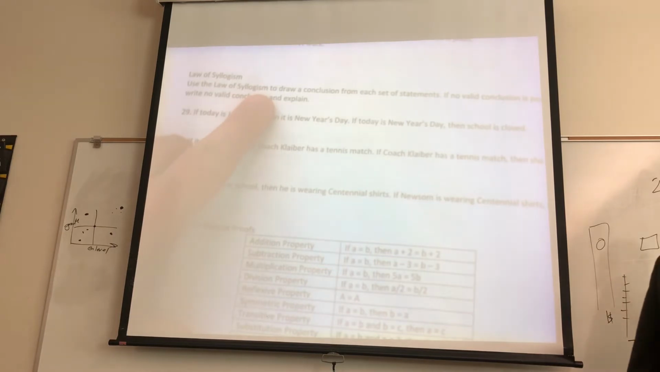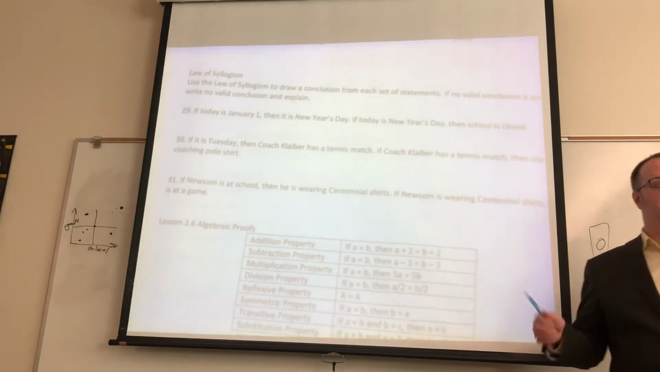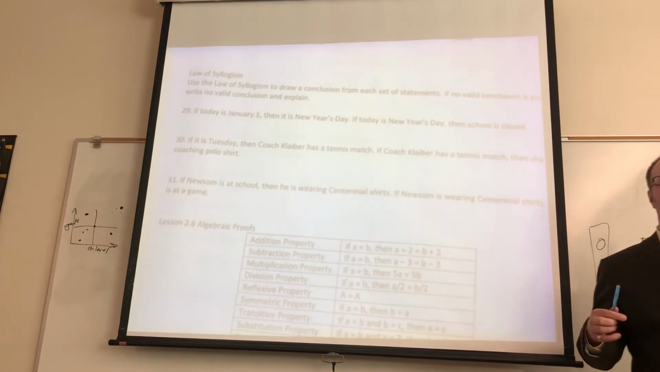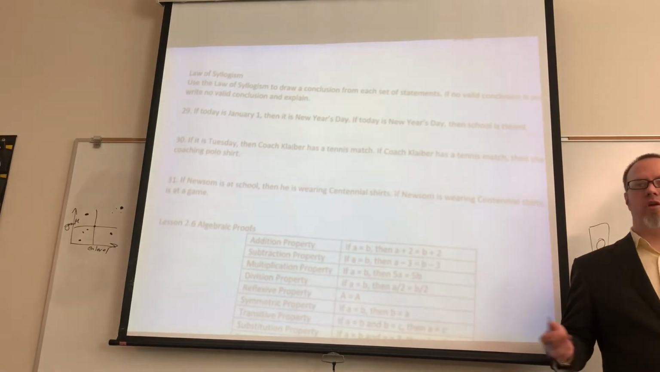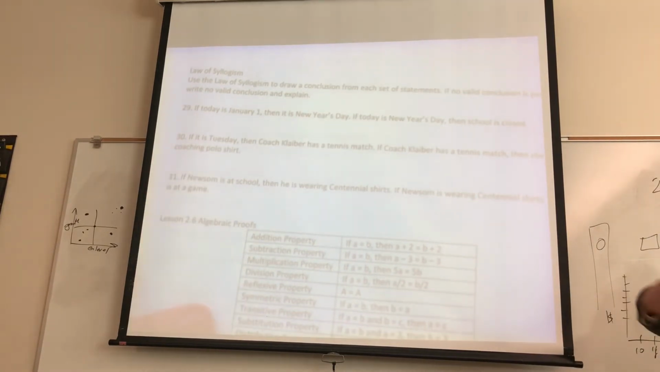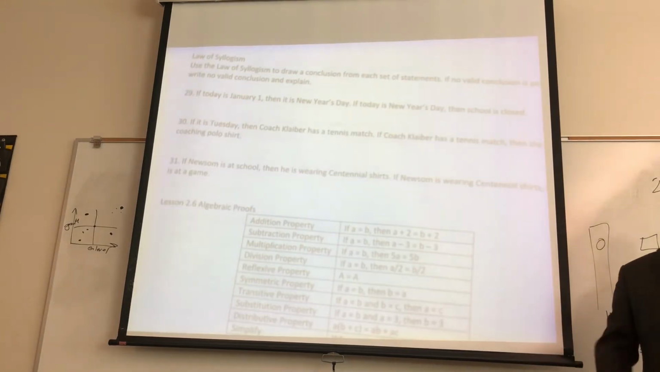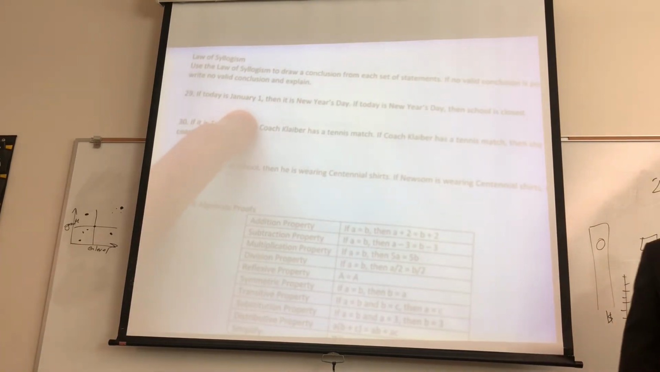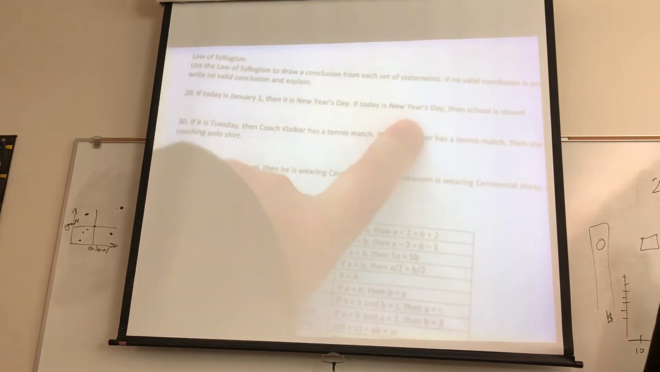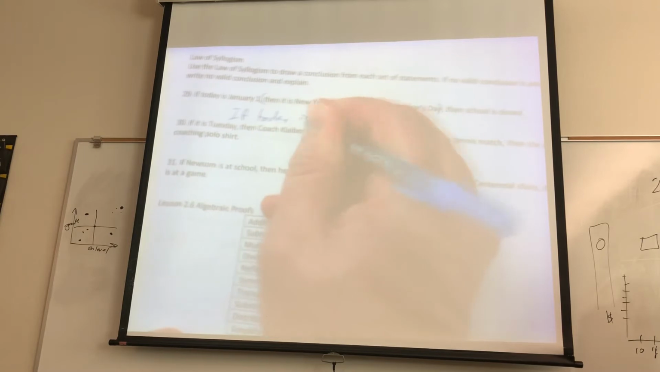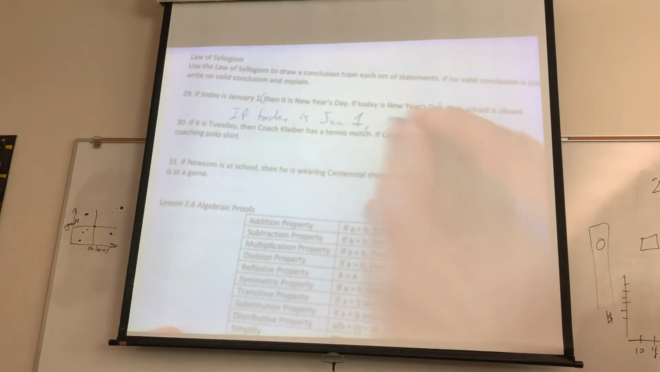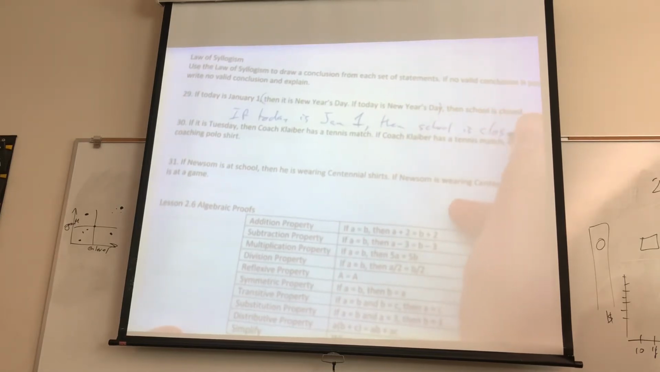Law of syllogism. The law of syllogism is where you have a whole bunch of cause and effects. Again, you'll be expected to put this one together, but you'll see 2 or 3 statements, so you'll know that this is totally going to be law of syllogism. It's if then, if then, if then, and you just cut out the middle. If today is January 1st, then it is New Year's Day. If today is New Year's Day, then school is closed. So we can cut out the middle of this and just say if today is January 1st, then school is closed. We can jump from the beginning to the end.